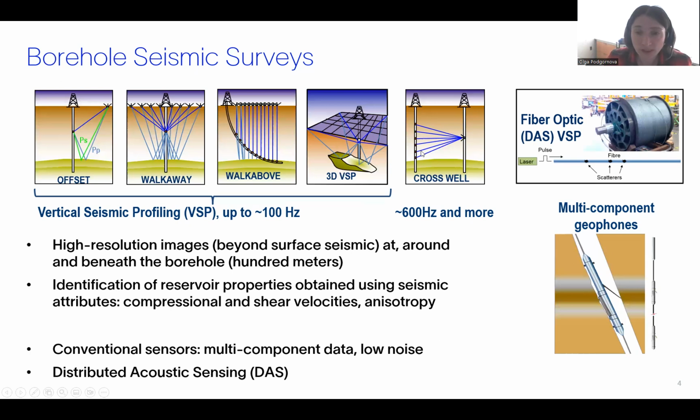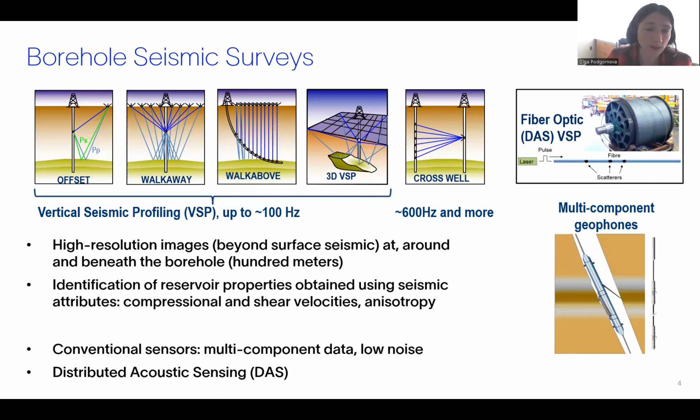For cross-well seismic, different types of sources are used, and they have high frequencies, which can be a few hundred hertz or even above 1 kilohertz, depending on the source type. So the first goal of borehole seismic is to get a high resolution.